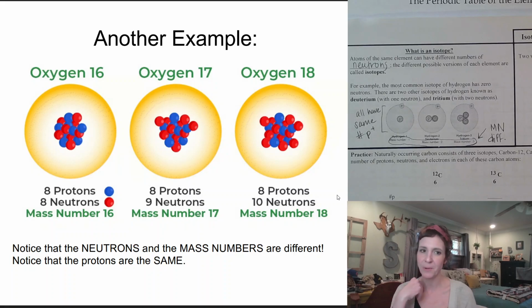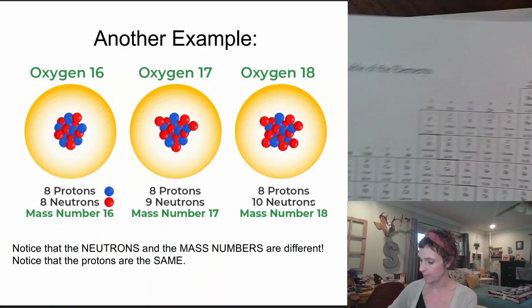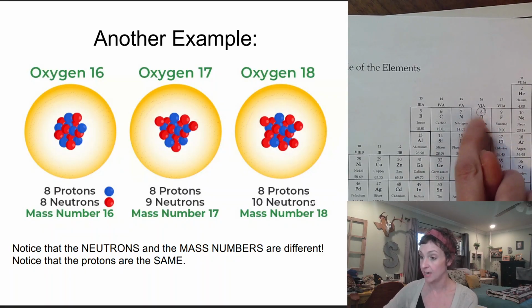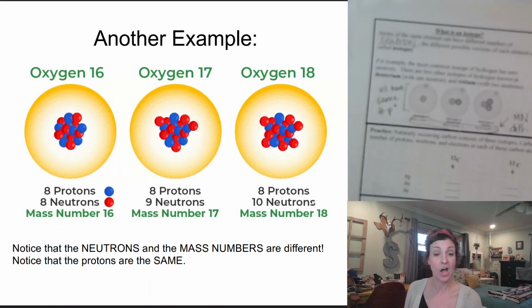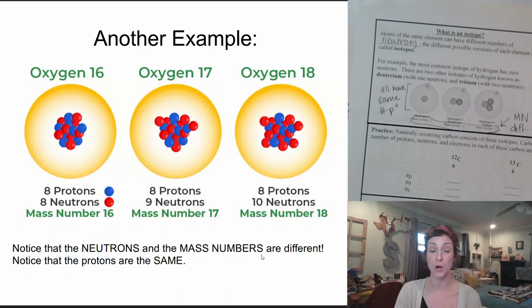Okay, here's another example. Here are 3 different isotopes of oxygen. We have oxygen 16. Once again, that number at the end represents mass number. Oxygen 17 and oxygen 18. All of the oxygens need to have 8 protons because last time I checked my periodic table, I've got an atomic number of 8, right? So my oxygens differ in the number of neutrons.